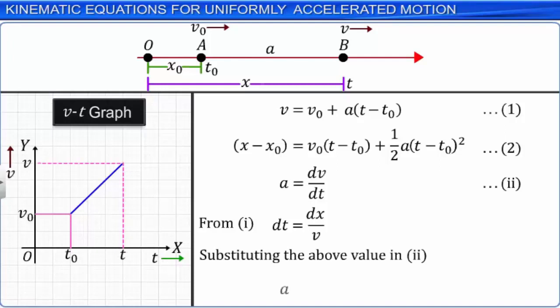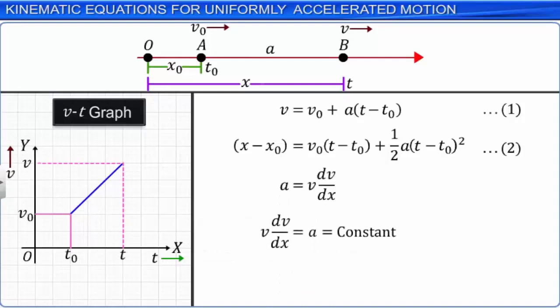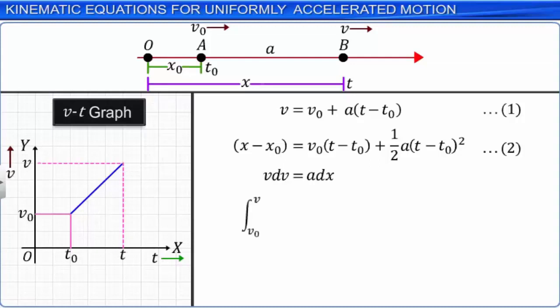By cross-multiplying, we get v into dv is equal to a into dx. Integrating both sides, we get integral v0 to v, v into dv, is equal to a into integral x0 to x, dx. This is equal to half v square minus v0 square equals a into x minus x0. Rearranging the equation, v square is equal to v0 square plus 2a into x minus x0. This is equation 3 of motion.